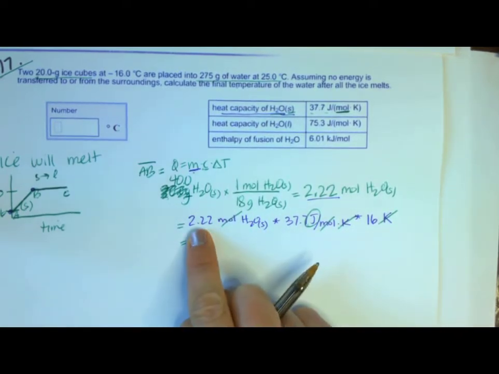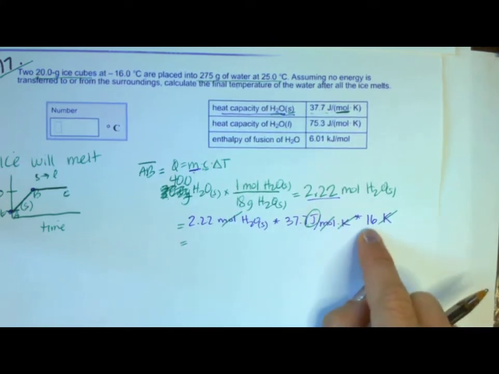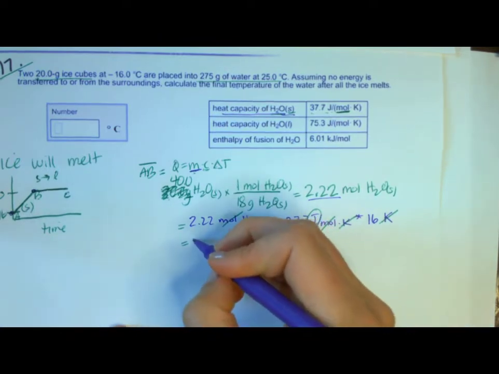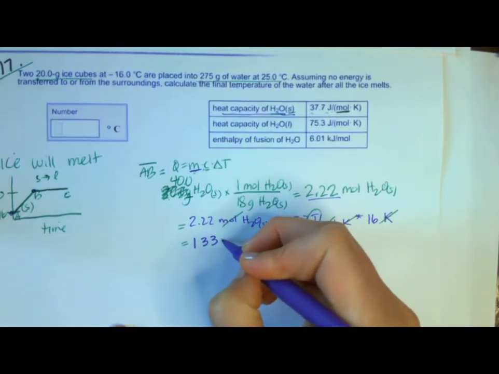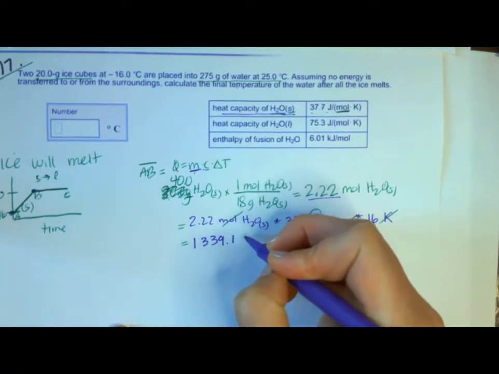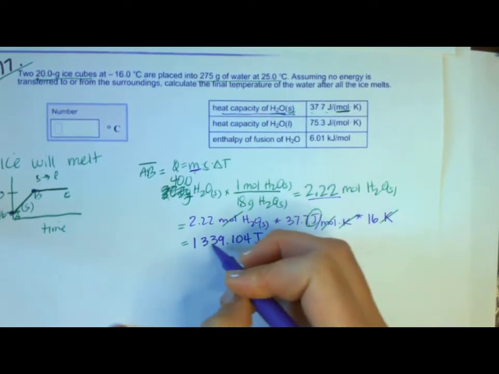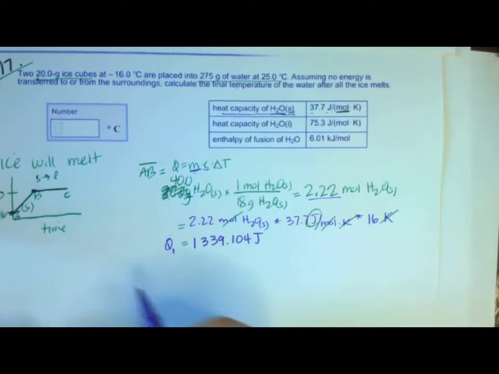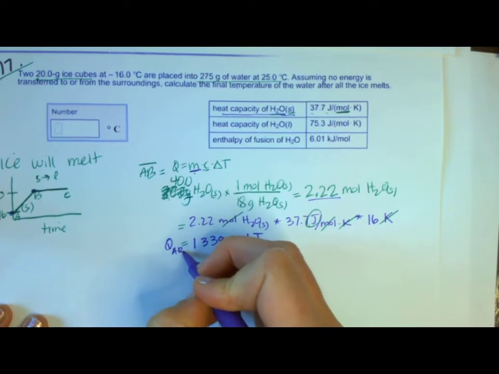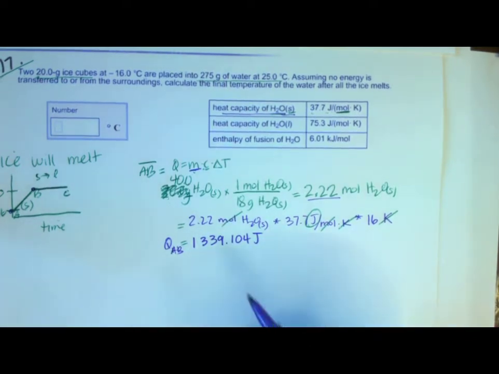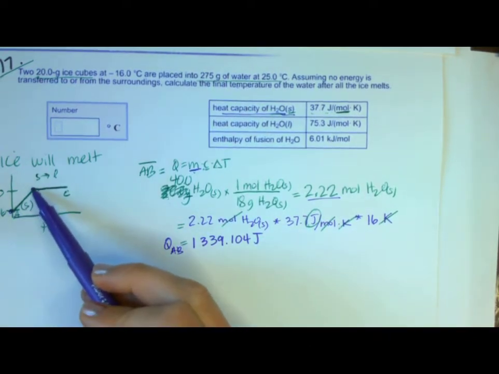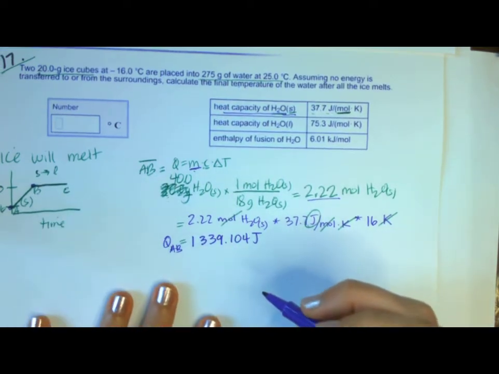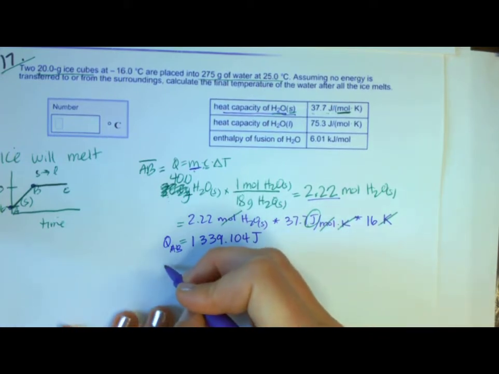So let's do 2.22 times 37.7 times 16, and our calculator should give us 139.104 joules. Okay, so this is our first Q. We'll call that Q1 or QAB. Now this has gotten our ice to 0 degrees, but now the ice has to melt. So we need to figure out how much energy is required to melt it.